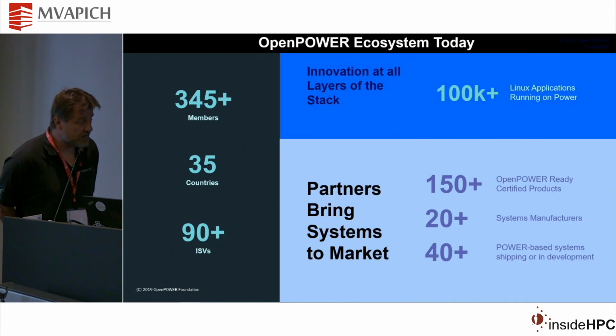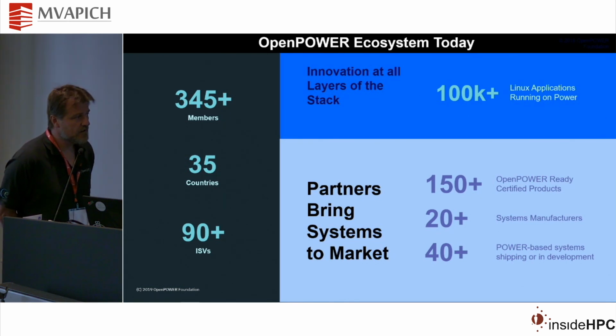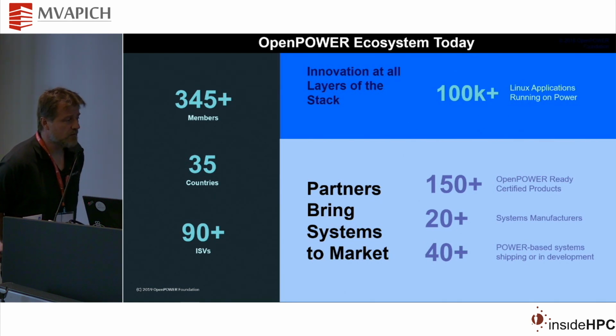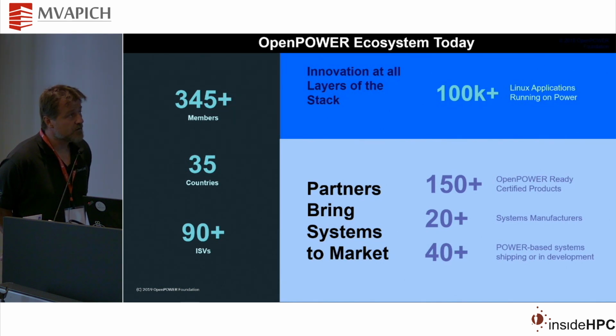It's very impressive to see that we have more than 300 members coming from 35 countries, 99 plus ISVs, and, for example, more than 20 system manufacturers. So IBM was for sure the first one, but many people have joined, and there are many offerings on the market, proposing more than 40 platforms, from the simple one as we saw from Raptor to the larger ones. That's simply impressive, the work that has been done in a few years.